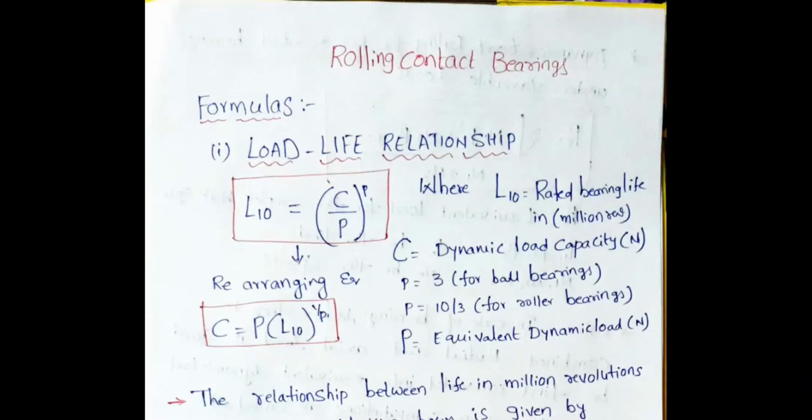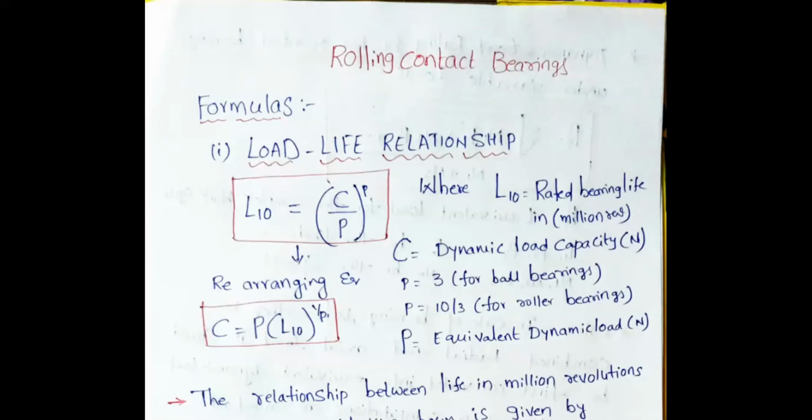And small p is 3 for ball bearings and 10 by 3 for roller bearings. So this value is very, very important. Whenever you have a ball bearing, simply put 3. If you have a roller bearing, simply consider 10 by 3. This is very important. Right. And capital P is called the equivalent dynamic load.